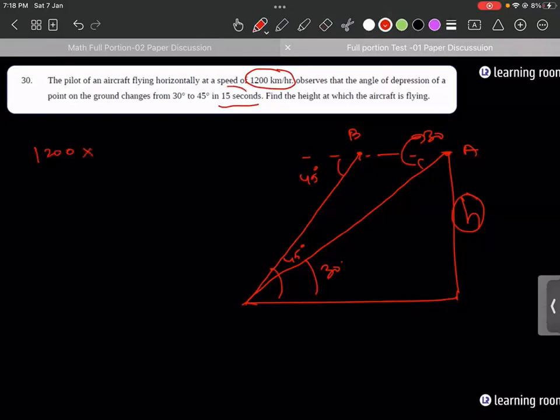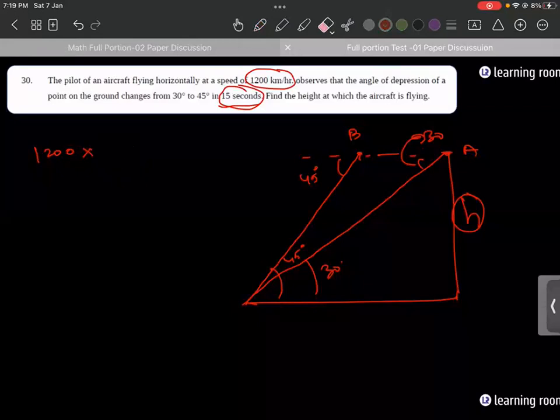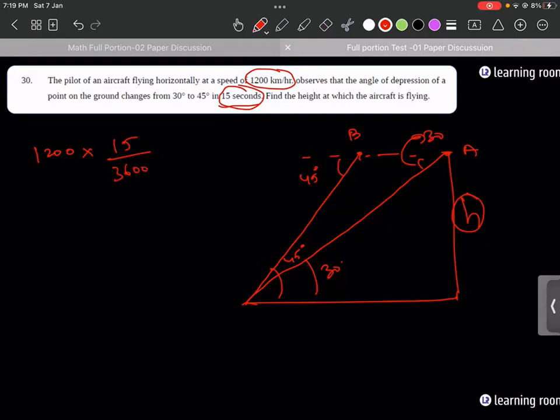1200 km per hour, if you multiply it by the time, that will give you the distance it has traveled. 15 seconds is how much? 1/4 of a minute. Correct? 15 divided by 3600, you should write it like that. If you write it as 60, you're wrong. Is this where you went wrong? Yes, sir. Okay. So it has traveled a distance of 5 kilometers.